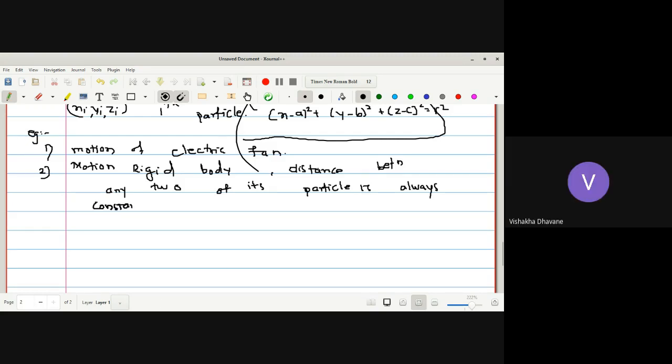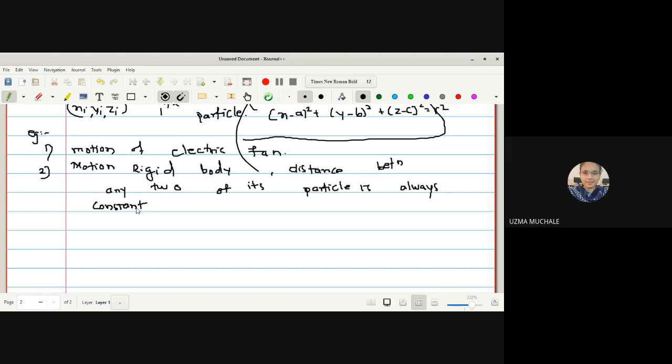Same. That is a restriction here. You can see the motion of a rigid body is such that the distance between any two points of its particles is always constant during the motion also. Whenever you displace the position of any rigid body, it may be anything, a table, a bench, a sofa, a cupboard, whatever. If you displace the position during motion, the distance between any two particles is always fixed. You can consider this also as one restriction or constraint on the motion of a rigid body.